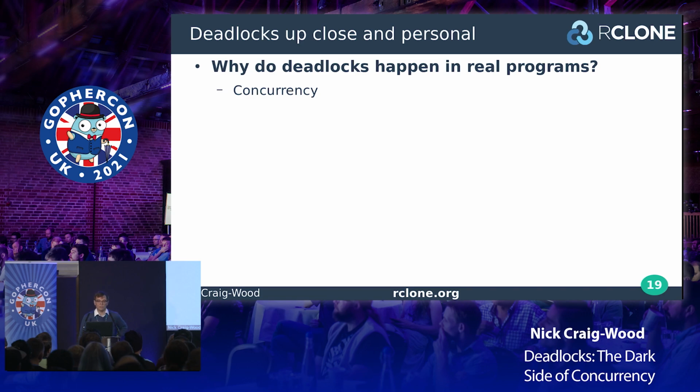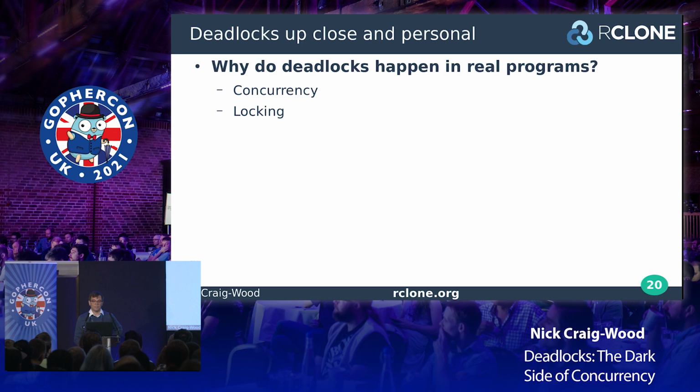So why do we get deadlocks? There are 2 ingredients. The first is concurrency. Without concurrency, that is, things happening at the same time, we can't have deadlocks. This means that single-threaded code can't have deadlocks, which is a point we'll come back to.